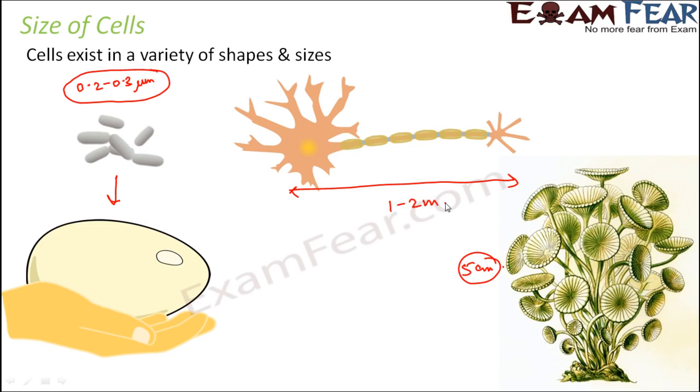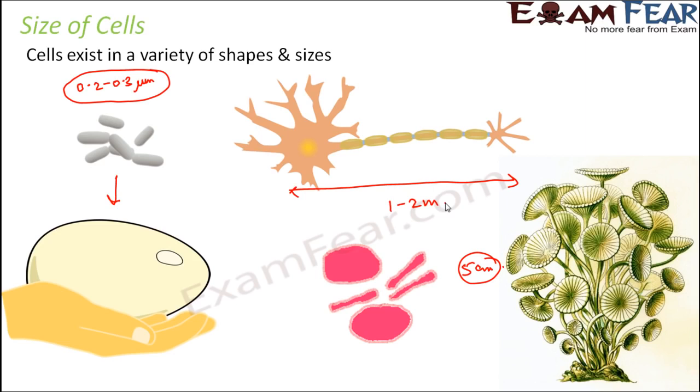So that's what I told. When you talk about the size, it can be very long, it can be very big, it can be very small as well. So the sizes vary. Again, you talk about the red blood cells. The red blood cells present in our body, they are also quite small.